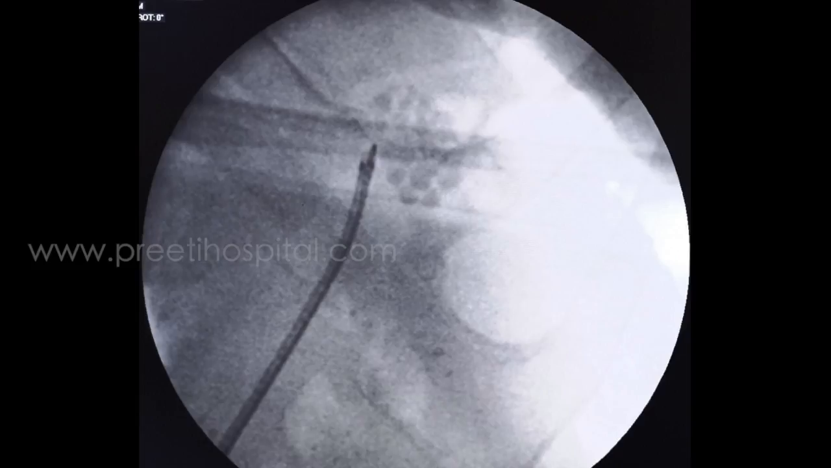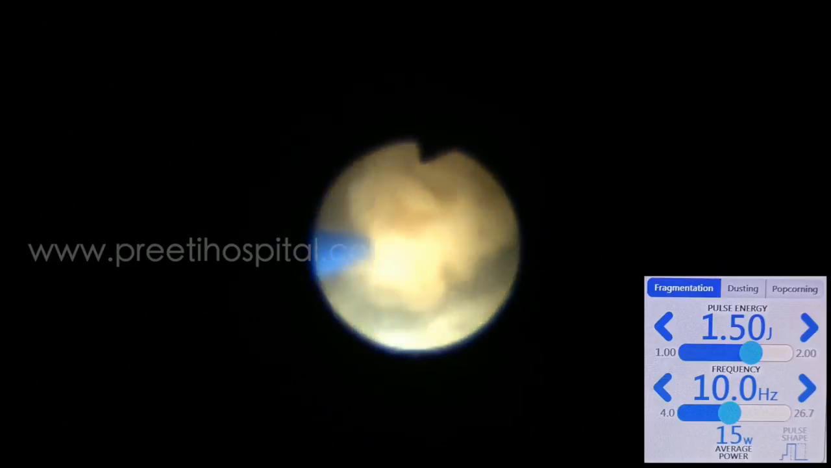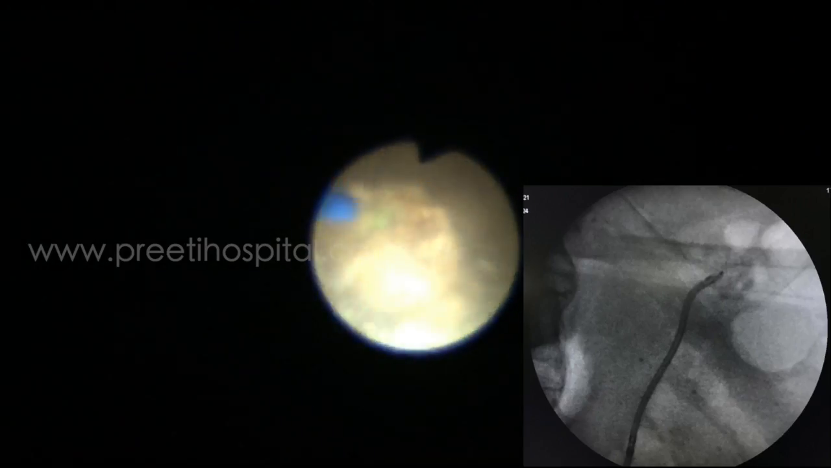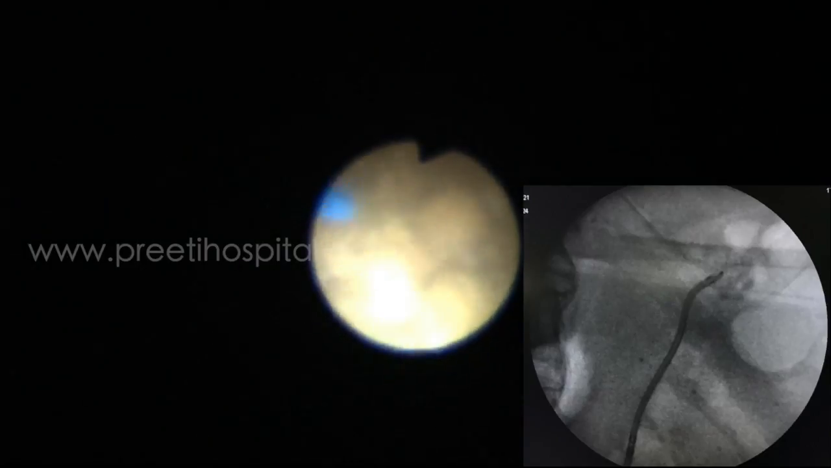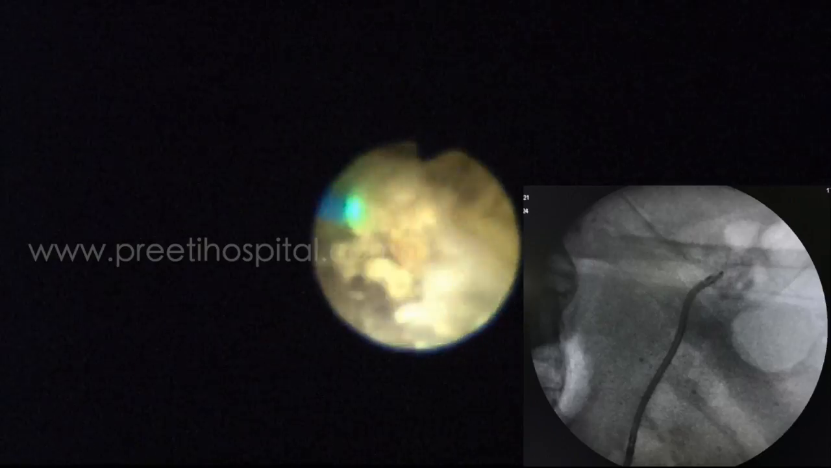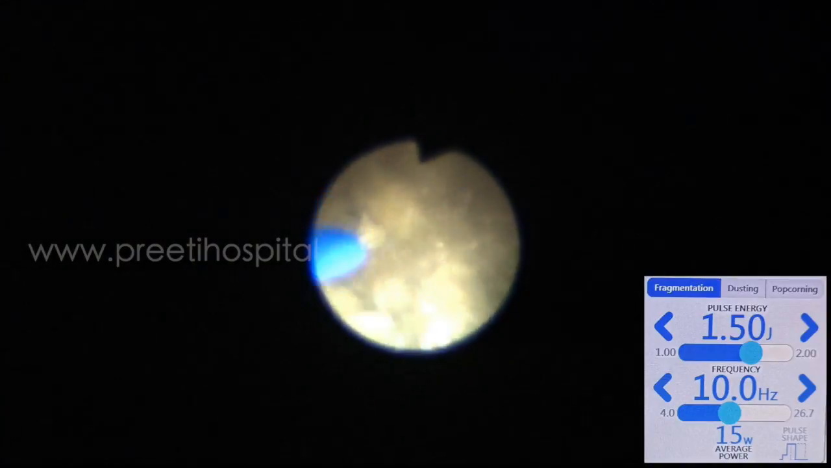This is showing multiple stones within the diverticulum. Now the laser is switched to lithotripsy mode, and using fragmentation mode of 1.5 joules and 10 Hz, the stones are fragmented. Since this is a closed cavity containing multiple stones, there is no need to paint the stones, and we have just randomly fragmented.